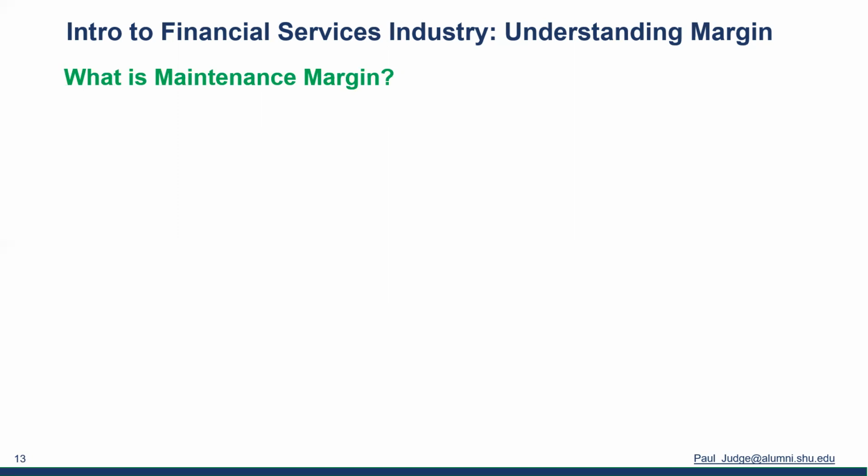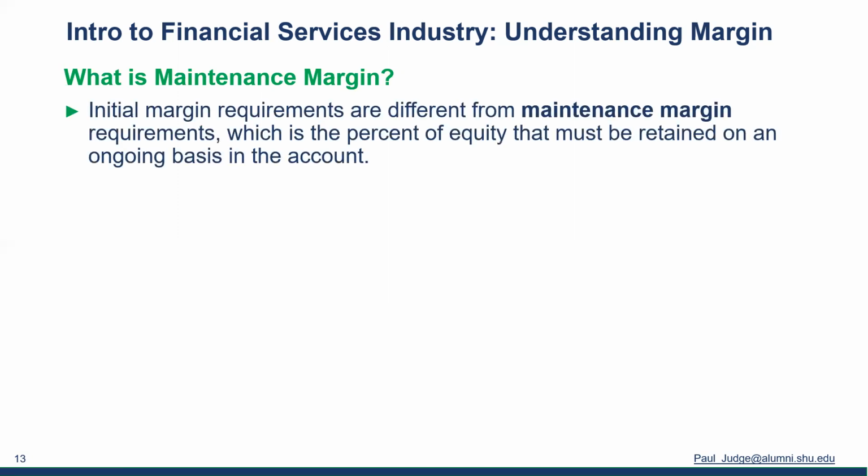That was the initial purchase of securities. That was your initial margin. But let's talk about what maintenance margin is. The initial margin requirement is different than the maintenance margin. Maintenance margin is the percentage of equity that must be retained on an ongoing basis in the account. The initial margin is that 50%. That's what you need when setting up the margin account and making an initial acquisition of securities. When you first buy the security, you need that 50%.